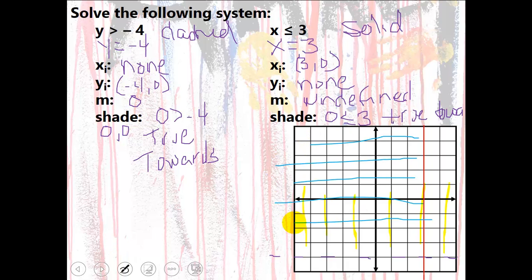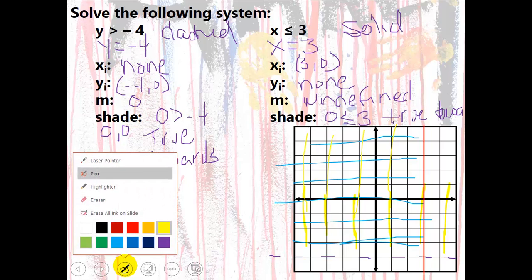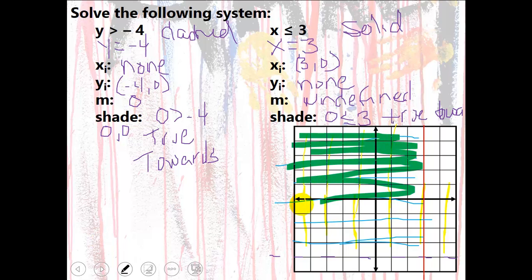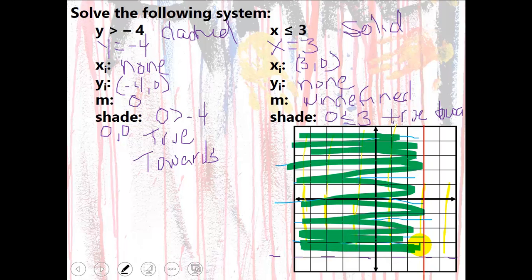And then where does all of this overlap? Well, I'm going to shade it in the highlighter, I'm going to shade it green. It's going to be all in here. This square area right here, above the dotted line and to the left of the red line. Okay? You don't want to do anything where there's just only one color or no color. So this is kind of fun if you use colored pencils.